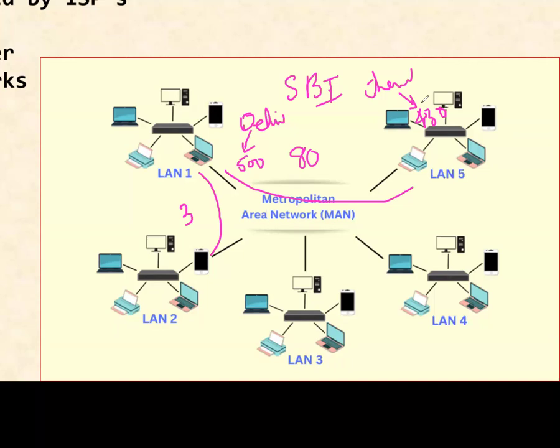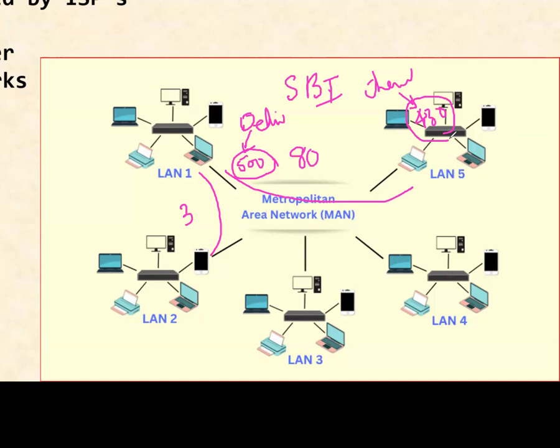Are they connected with each other? Yes, they are connected with each other. Will they come under the metropolitan area network? No. Only the Delhi 500 branches come under the metropolitan area network. In the same way, only the Chennai 430 branches will come under the metropolitan area network because they are within the city. But Delhi branch and Chennai branch, when they are communicating with each other, they will communicate for sure.